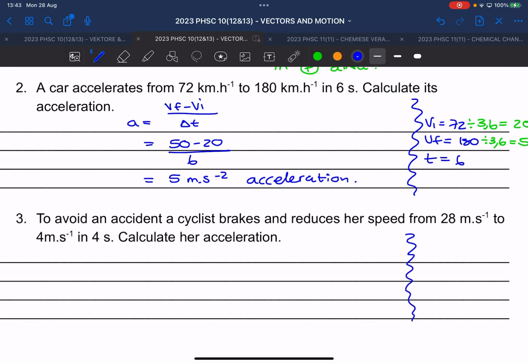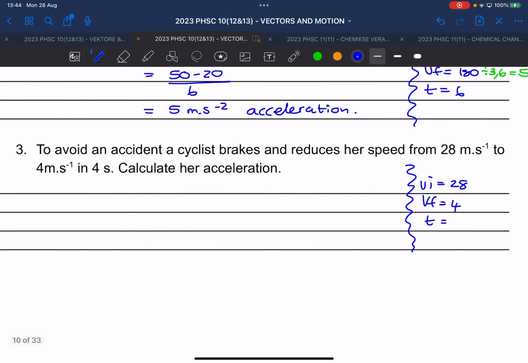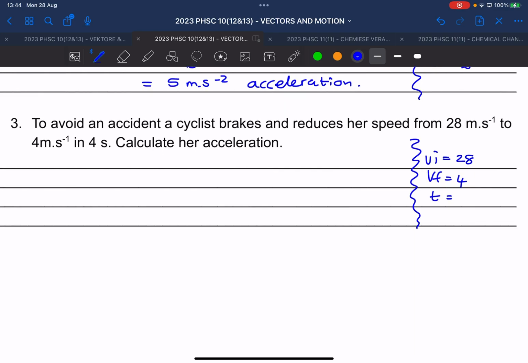Okay. They asked, to avoid an accident, a cyclist brakes and reduces her speed from 28 meters per second to 4 meters per second in 4 seconds. Calculate her acceleration. Give me her initial velocity. 28. Her final velocity? 4. And her time? Her time. 4.